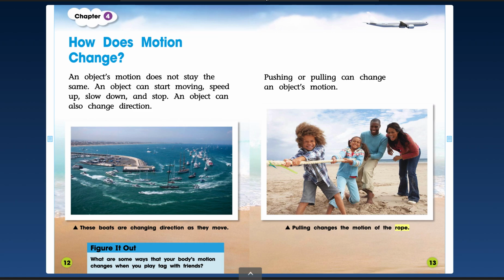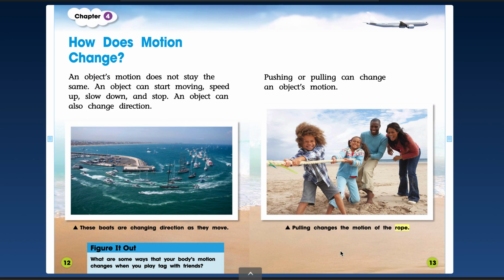Okay. So we change our motion by changing the speed or changing the direction. We can change the direction and motion of something when we pull it or when we push it. And it said, think about when you're playing tag. Okay. So let's say you're it, right? Your motion is moving forward, running, trying to catch your friends, right? But what about when you're not it, when somebody else is it?